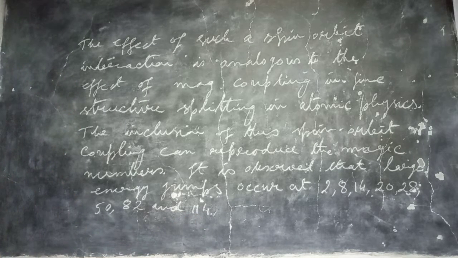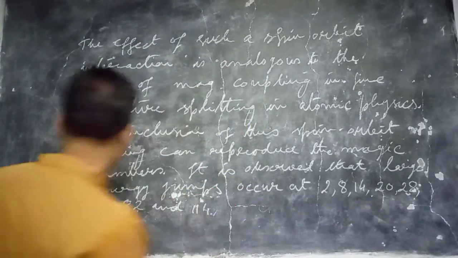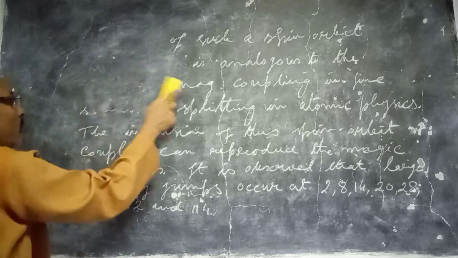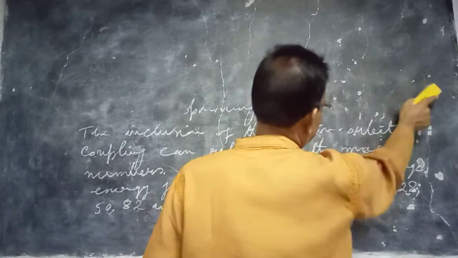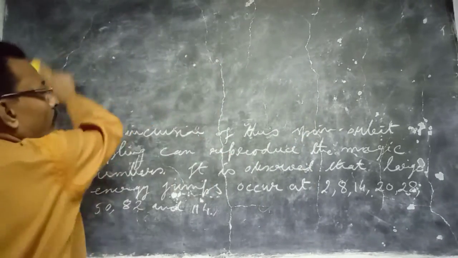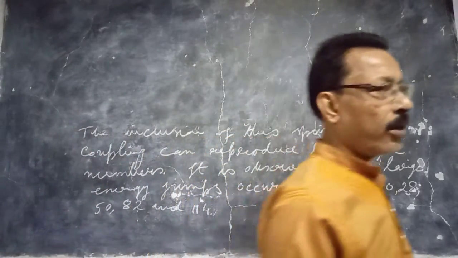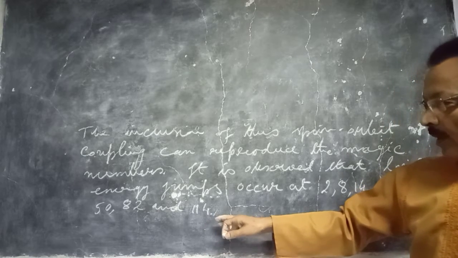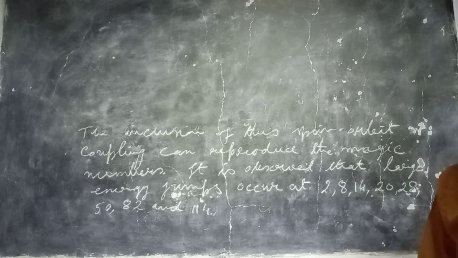So it can produce 2, 8, 20, 28, 50, 82, all these numbers except this 114. So it is concluded that by certain modification of the potential, that means if we slightly change the shape of the square well or harmonic oscillator potential, then instead of 114, 126 can be reproduced.